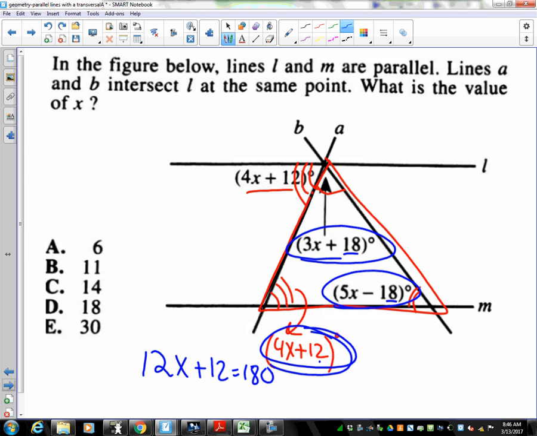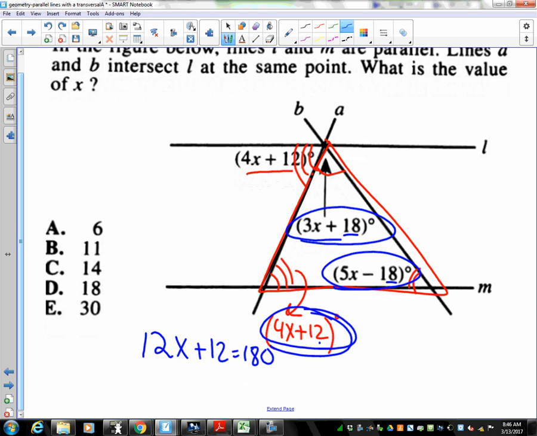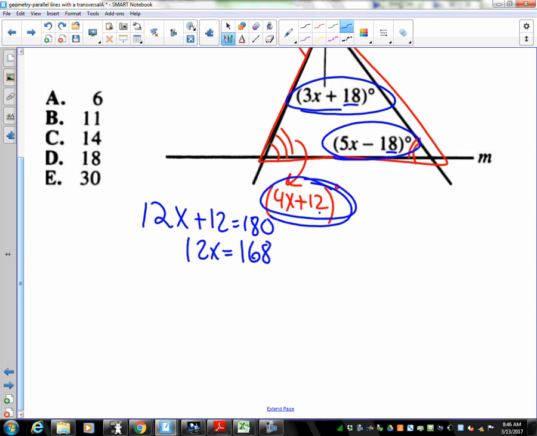Okay, now let's just solve that for x, not a hard equation. So we're going to get 12x equals, we'll subtract 12, and that'll give me 168. And then 168 divided by 12 is 14.